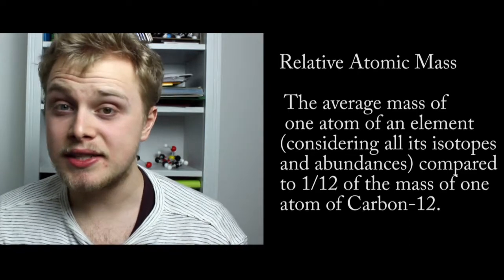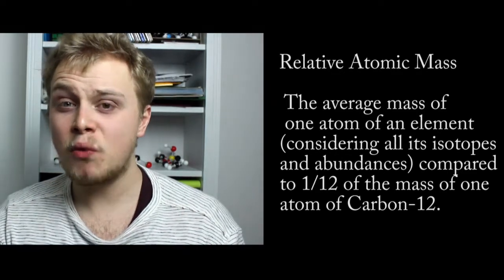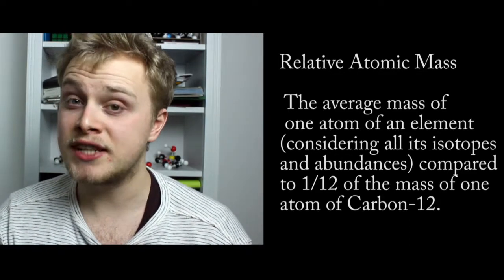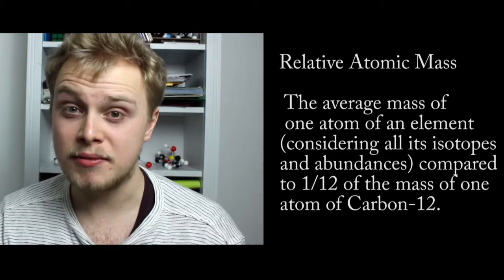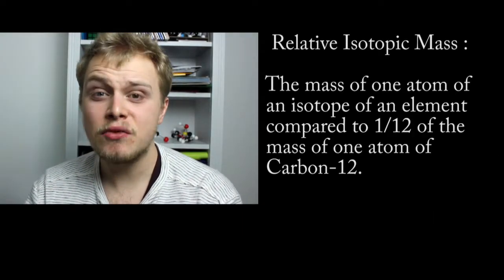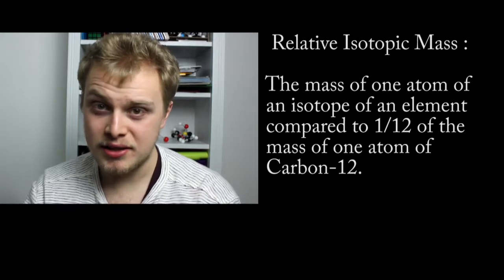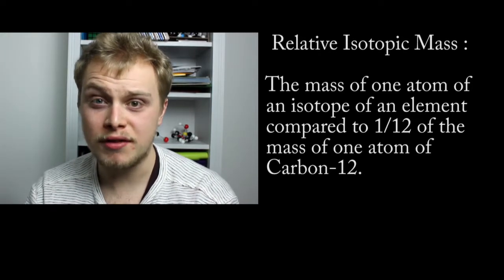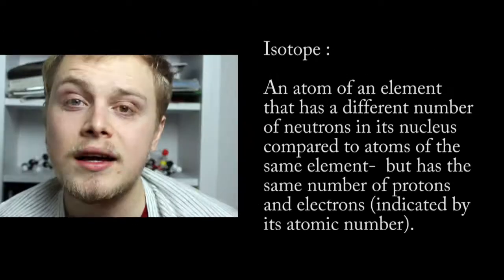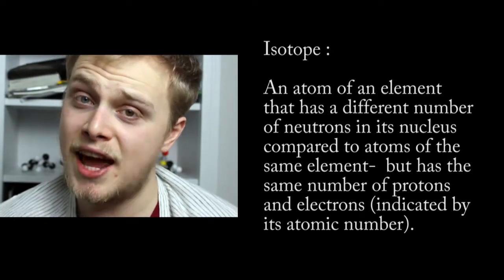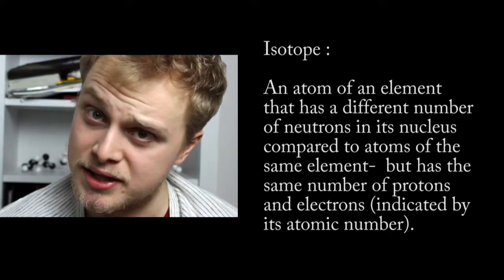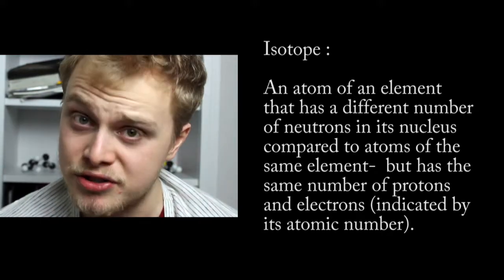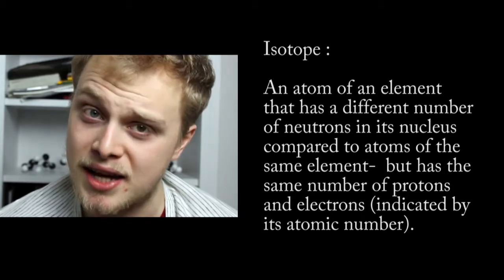Relative atomic mass is defined as the average mass of one atom of an element, considering all of its isotopes and abundances, compared to 1/12 of the mass of one atom of carbon-12. Whereas relative isotopic mass is defined as the mass of one atom of an isotope of an element compared to 1/12 of the mass of one atom of carbon-12. The term isotope refers to an atom of an element that has a different number of neutrons in its nucleus in comparison to atoms of the same element. However, it has the same number of protons and electrons as atoms of the same element, as indicated by its atomic number.